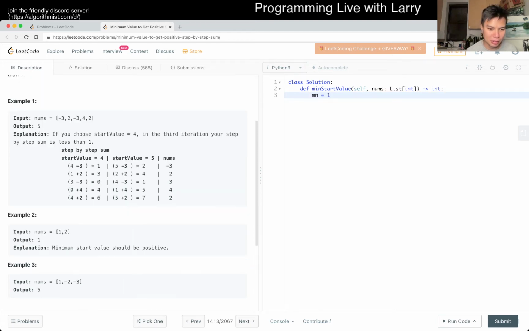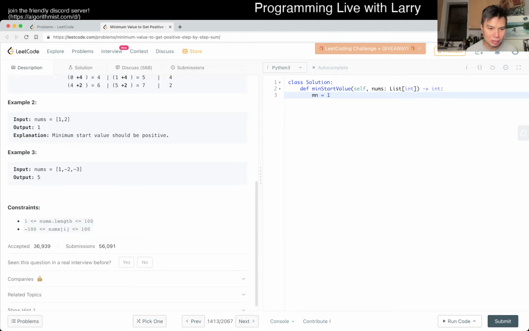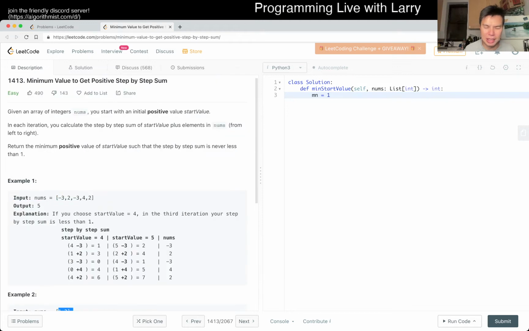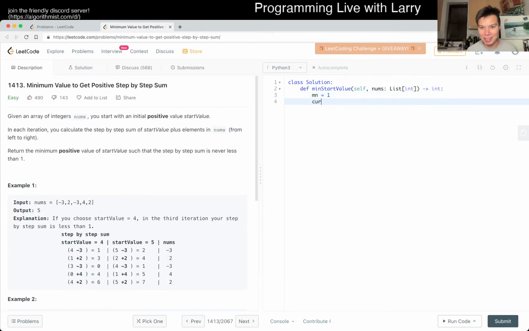Yeah, I guess minimum should be positive. Okay, well, that's one of the examples, but that would be something that, honestly, I can very easily see myself messing up. But yeah, for x in nums, we just sum x, and min is equal to min of min.